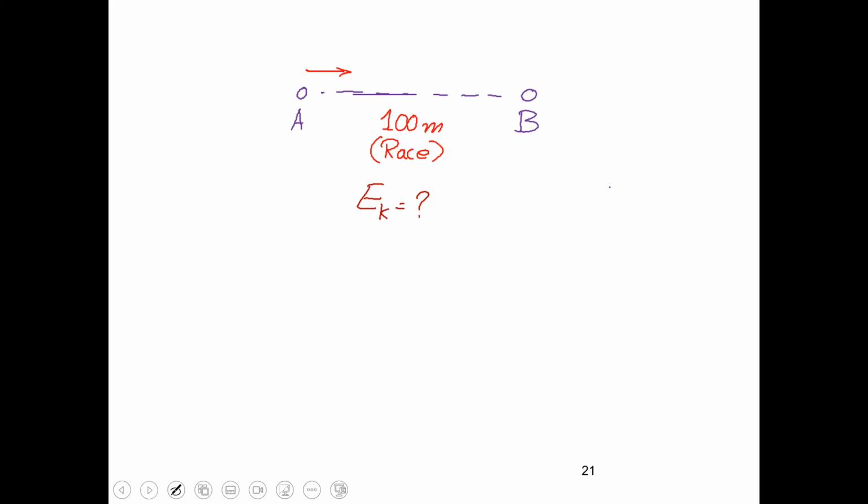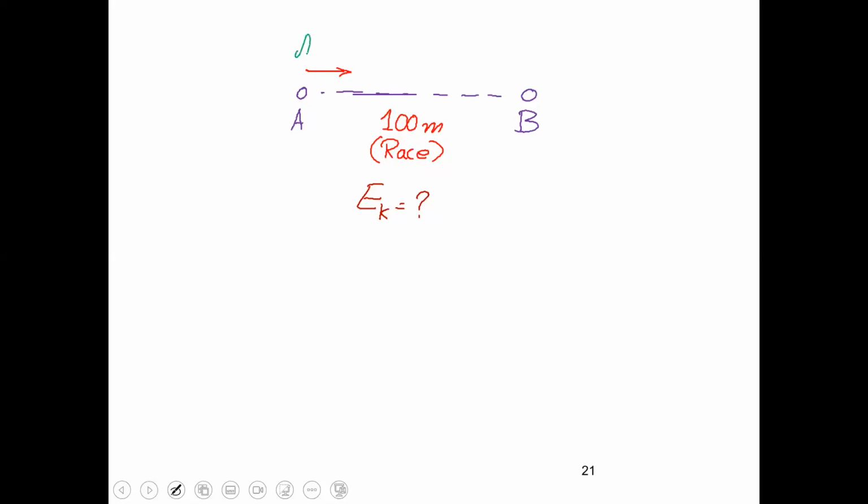Now a famous question comes, which has appeared around, I think, 3 or 4 times in the MCQ paper. Estimate the kinetic energy of an athlete in a 100-meter race. So now please tell me, my next question for today: how can I estimate the energy of an athlete in a 100-meter race?